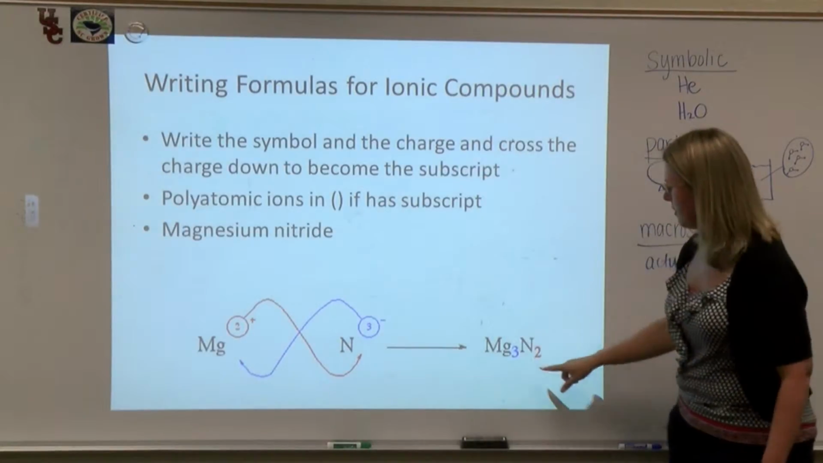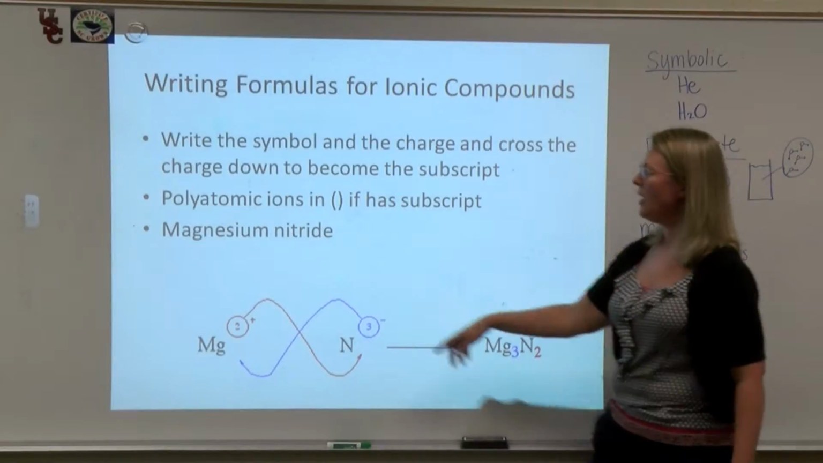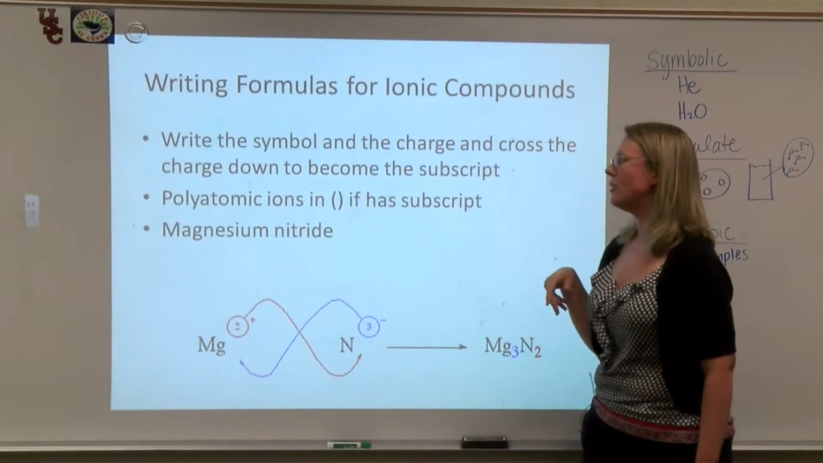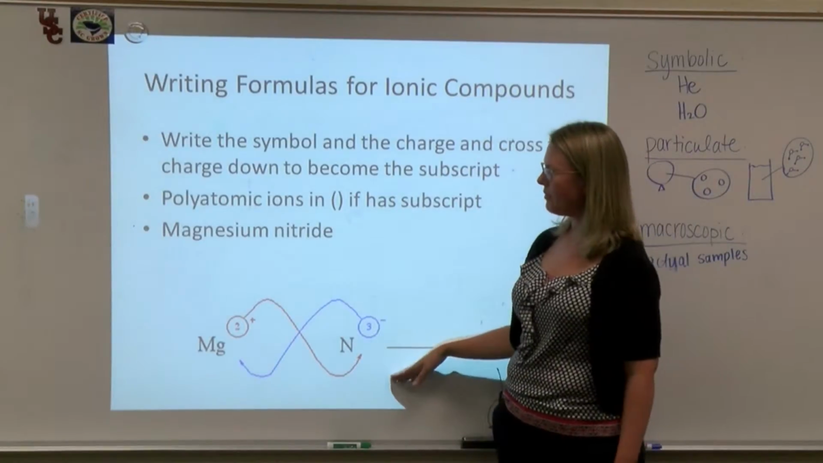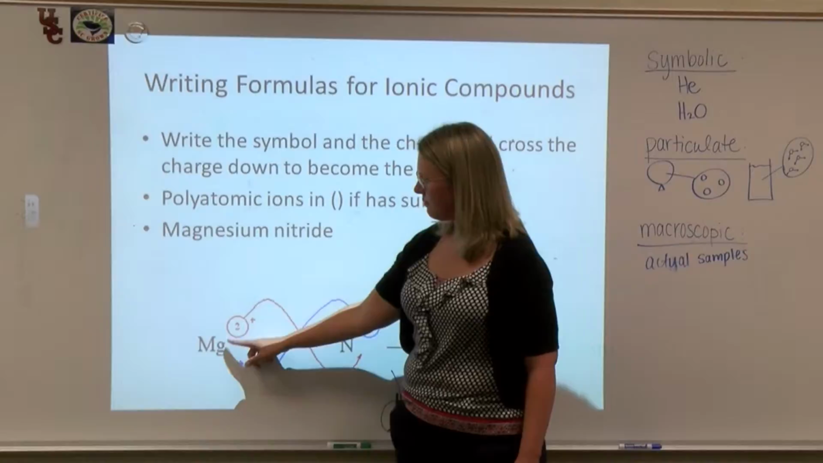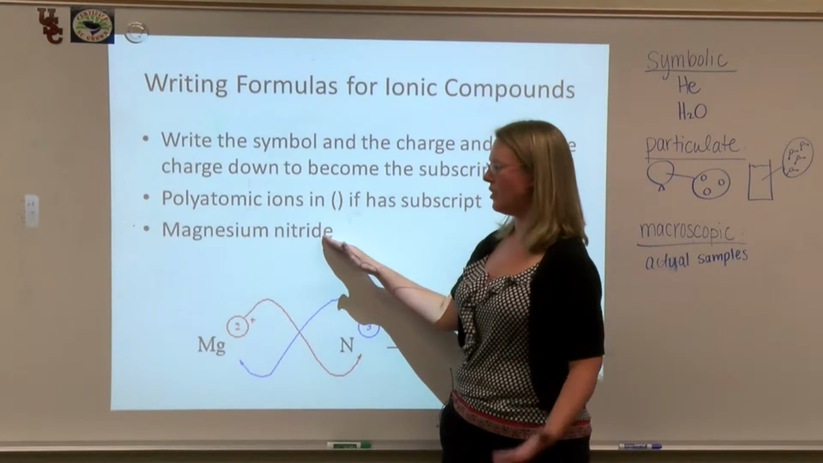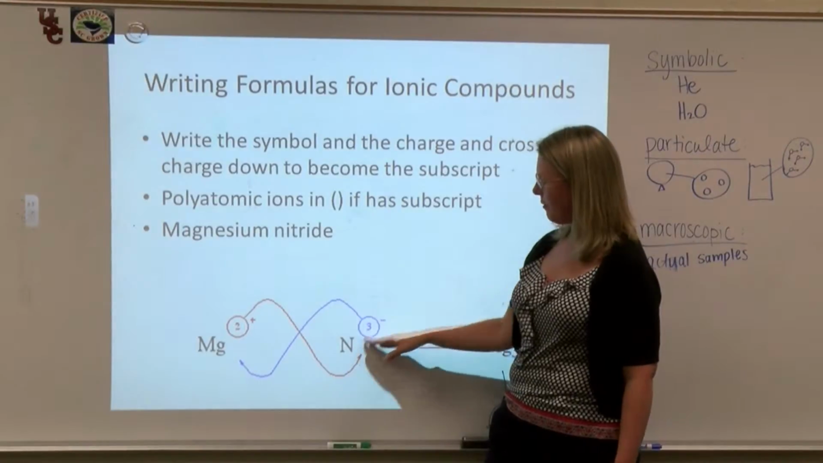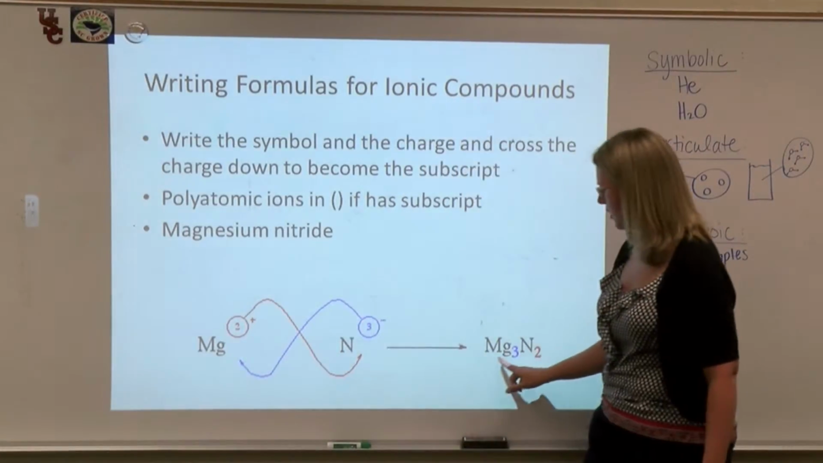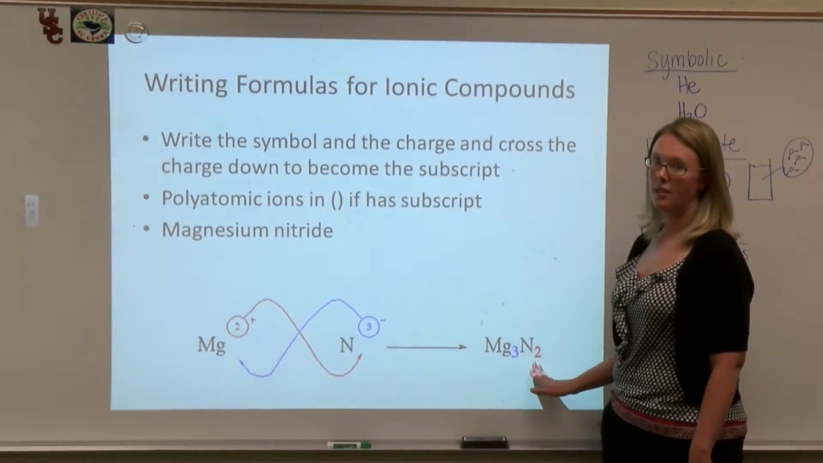And the subscript is these little numbers here at the bottom. If you have a polyatomic ion, you need to put it in parentheses if it has a subscript. Our example here is magnesium nitride. So magnesium is Mg. We look up on our periodic table, it's a +2 charge. Nitride is nitrogen. Look it up on the periodic table, it has a -3 charge. So we put the 3 down here to go with the Mg. We put the 2 down here to go with the nitrogen, okay?